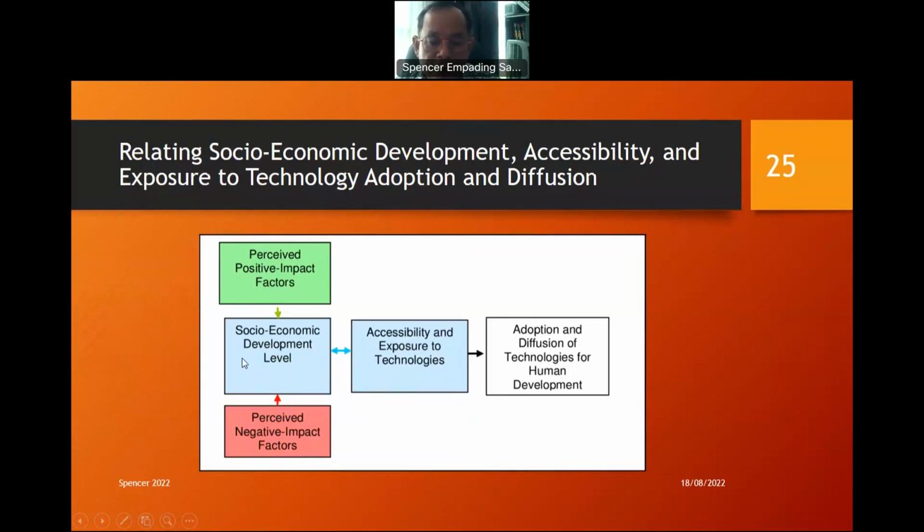So it works both ways. A country which is socio-economically well developed will have better access to technology, IT exposure, and so on. The other way of looking at it is that with better accessibility and exposure to technology, that will help to improve the socio-economic development of a particular country. The other thing is the adoption and diffusion of technologies, the use of that for human development. So the exposure and accessibility to technology will also influence the human development of a particular country as well.